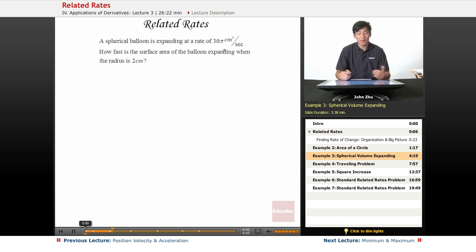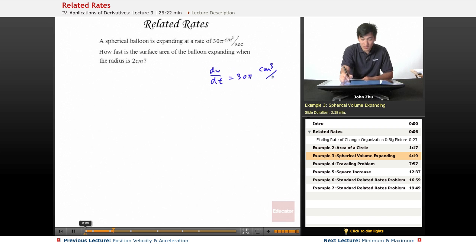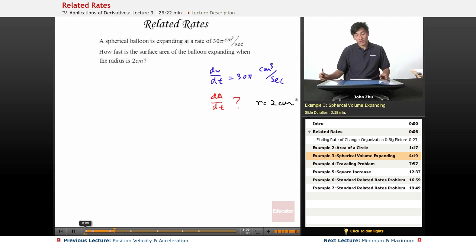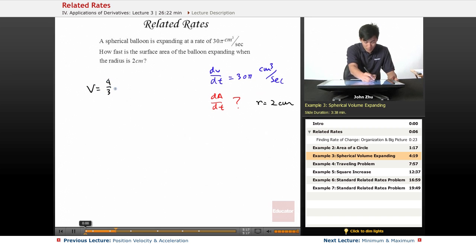Let's approach this problem the same exact way. We know that the volume, dV/dt, is changing at 30 pi centimeters cubed per second. And we know that there is a surface area, so dA/dt, which we don't know yet, and we know that the radius equals 2 centimeters. That's the information they're giving us. What is the relationship between all those variables? The volume equals 4/3 pi r cubed, and the area equals 4 pi r squared.